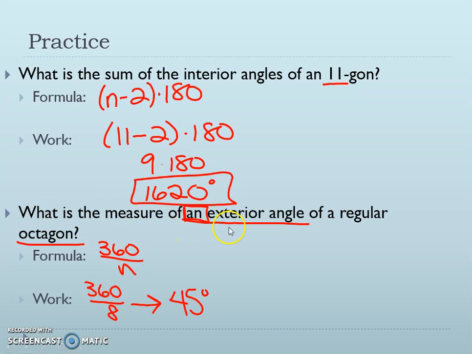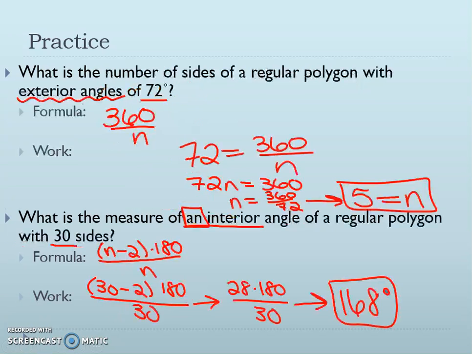What is the measure of an exterior angle of a regular octagon? Then you do 360 divided by n. An octagon is 8, so 360 divided by 8 is 45. So the measure of the exterior angle, outside, is 45. So you use a formula for that.